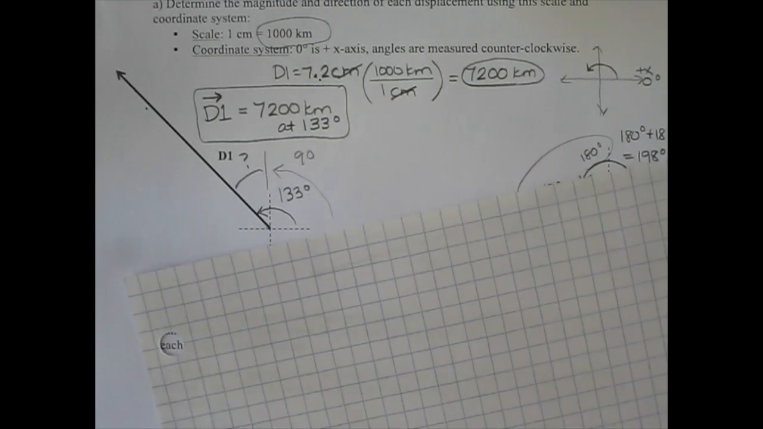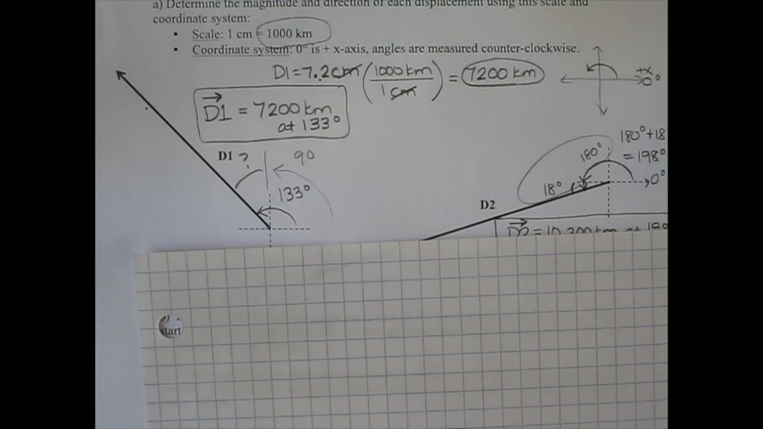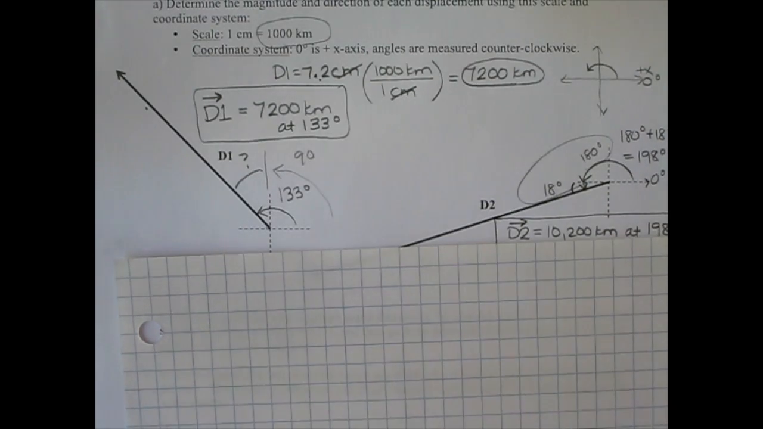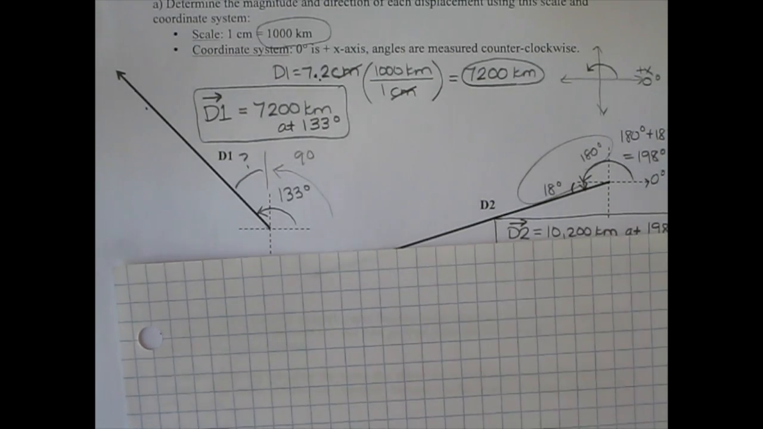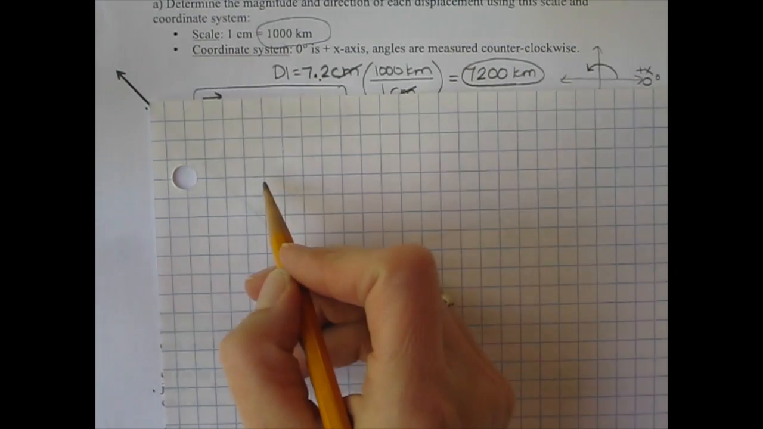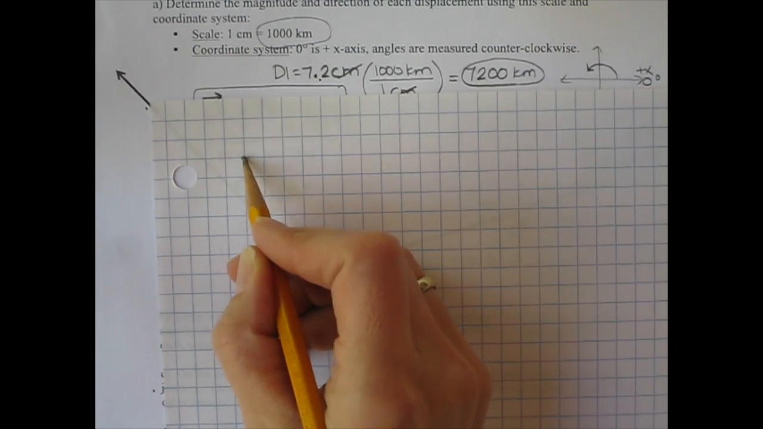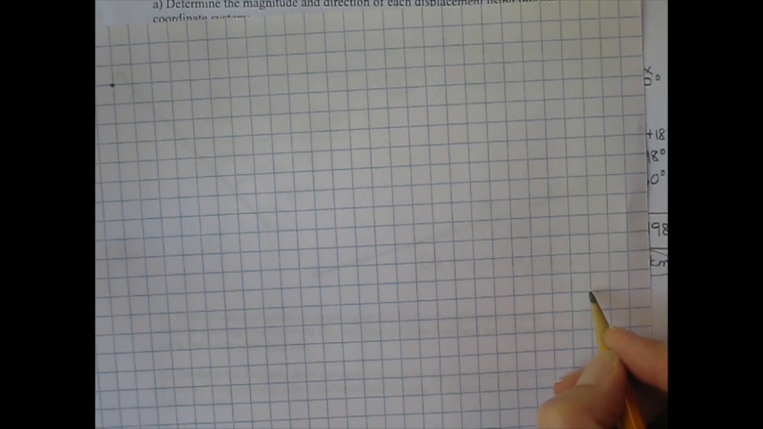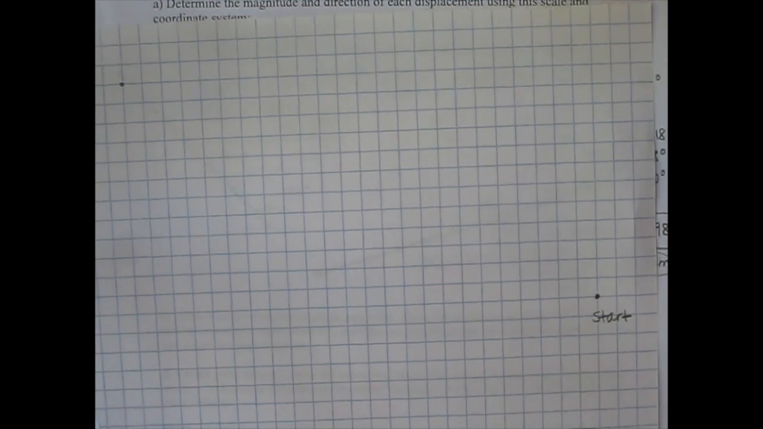So take your piece of graph paper, and whenever you're going to start drawing a vector diagram, you want to think about your vectors so that you don't end up running out of paper. So I see that vector D1 goes up and to the left, so I would not want to start my diagram up here because I will end up off the paper right away. So I'm going to start maybe halfway down the paper over here on the right side, and wherever you start, it's a good idea to write that is your starting point.